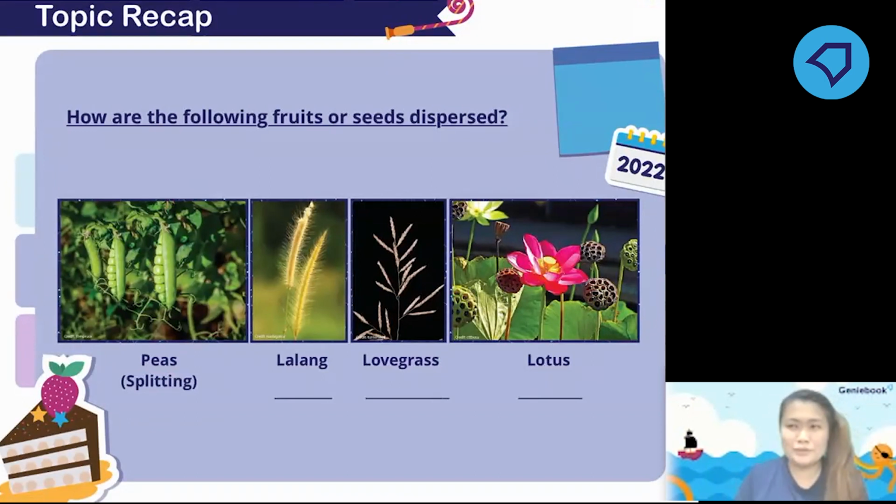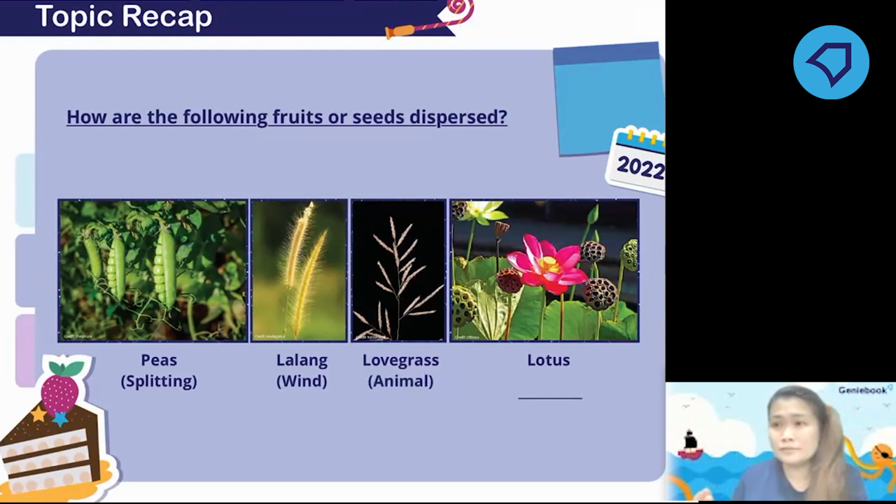Someone says my description of pong pong fruit sounds like coconut. You can think of it as a smaller version of coconut, but it's not edible. Yeah, lalang, very good. You all can tell me it's by wind. What about love grass? It's the stiff hair or the hooks that help them to hook onto the fur of animals.